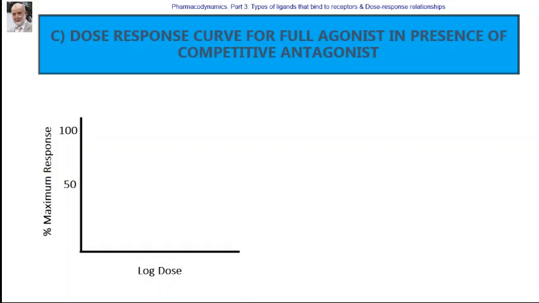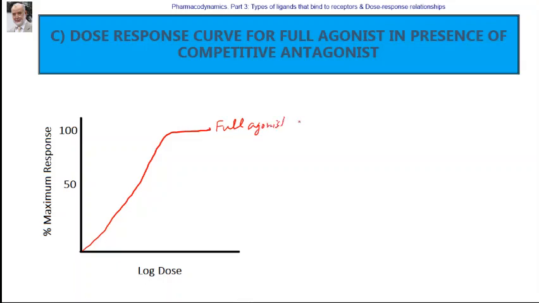Just let us imagine this is the dose response curve of a full agonist. A full agonist, as we have said, as we increase the dose, the response will increase till we reach maximum. Once maximum is reached, any increase in the dose will produce no further response. This is a full agonist response.